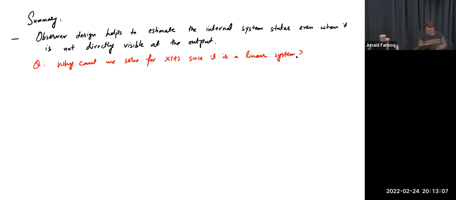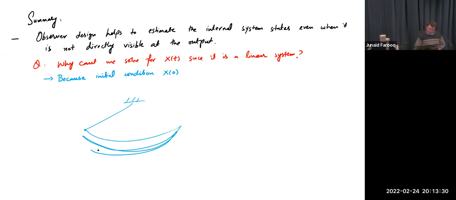So the answer is basically because the initial condition is not known. It can be different. So the x of t solution depends primarily on x0, right? So if it's a pendulum system, if you start here, you have different behavior. If you start here, obviously you have a different behavior. So x really depends on what the initial condition is. Even though you know the dynamics, it is not helpful because you do not know the initial condition x0.